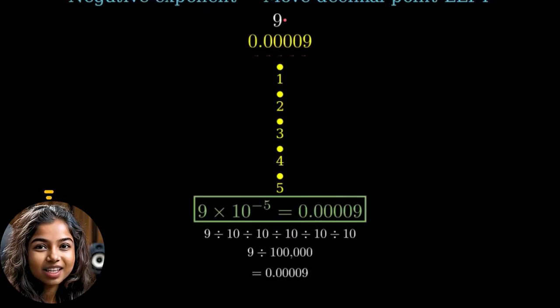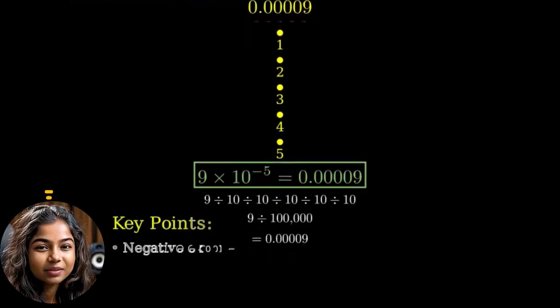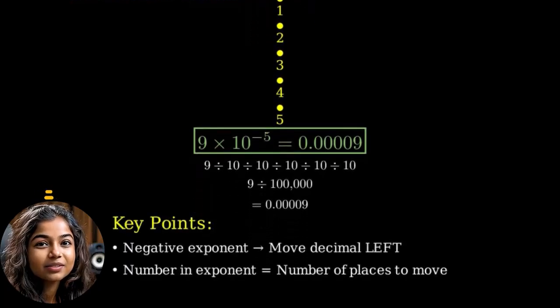To verify this is correct, remember that when we move the decimal point left, we're dividing by powers of 10. Moving 5 places left means we divided 9 by 10 5 times, or divided by 100,000, giving us 0.00009. And that's how we convert from scientific notation to decimal form. Remember, a negative exponent means move the decimal point left, and the number in the exponent tells us how many places to move.